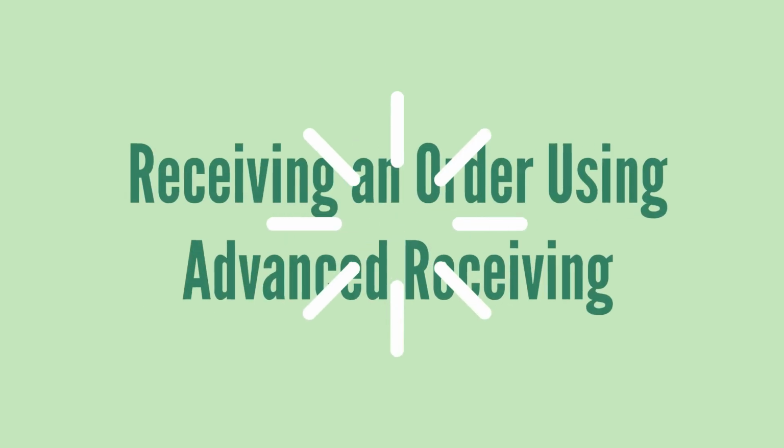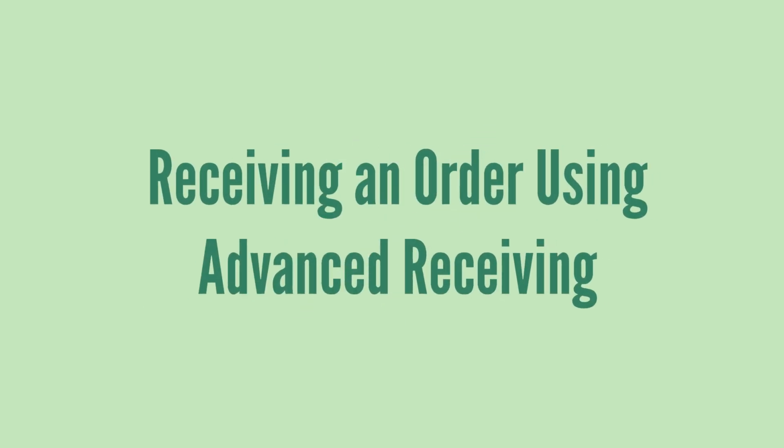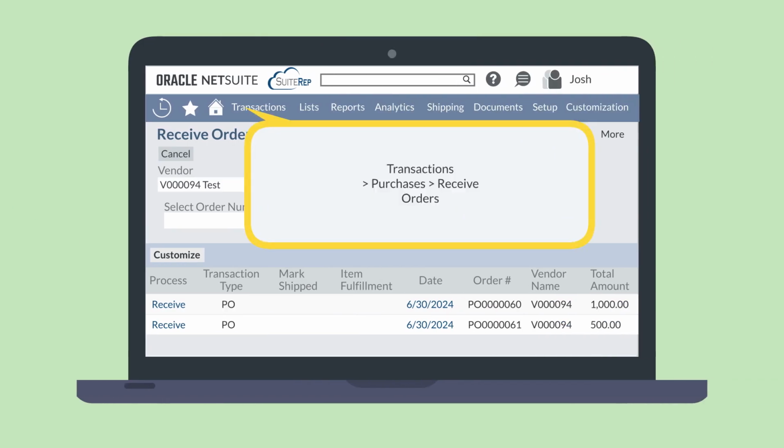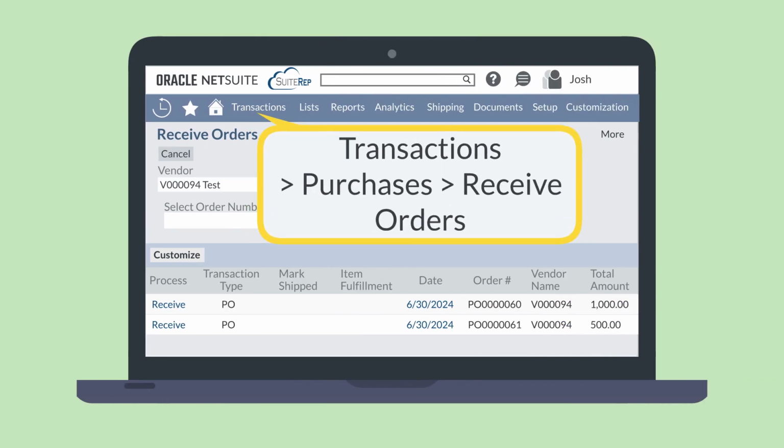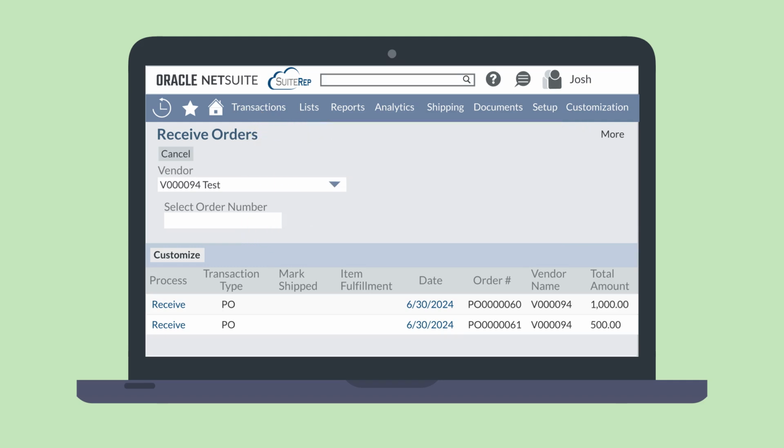Let's break down how you would receive a NetSuite purchase order when Advanced Receiving has been enabled. First, navigate to Transactions, Purchases, Receive Orders. On this page, use the vendor dropdown to narrow the results in the list. In the list of orders, you'll be able to see relevant information, including the date of the order, the purchase order number, the vendor name, and the total amount of the order.